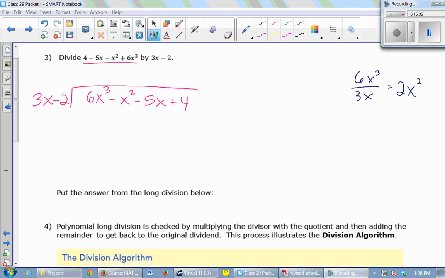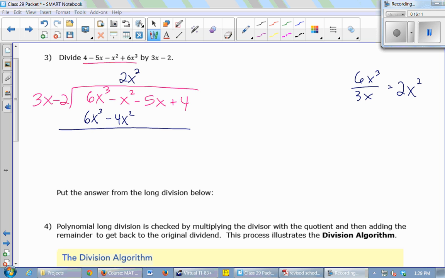Or you can ask yourself, what do I need to multiply 3x by to make 6x cubed? This is the same question, right? Undoing division is multiplication. So 3x times 2x squared gives me 6x cubed. So I put my 2x squared over the x squared term in the dividend. And then I have to multiply my 2x squared times the divisor, so I'm going to have to distribute. So 2x squared times 3x is 6x cubed, and 2x squared times negative 2 is negative 4x squared.